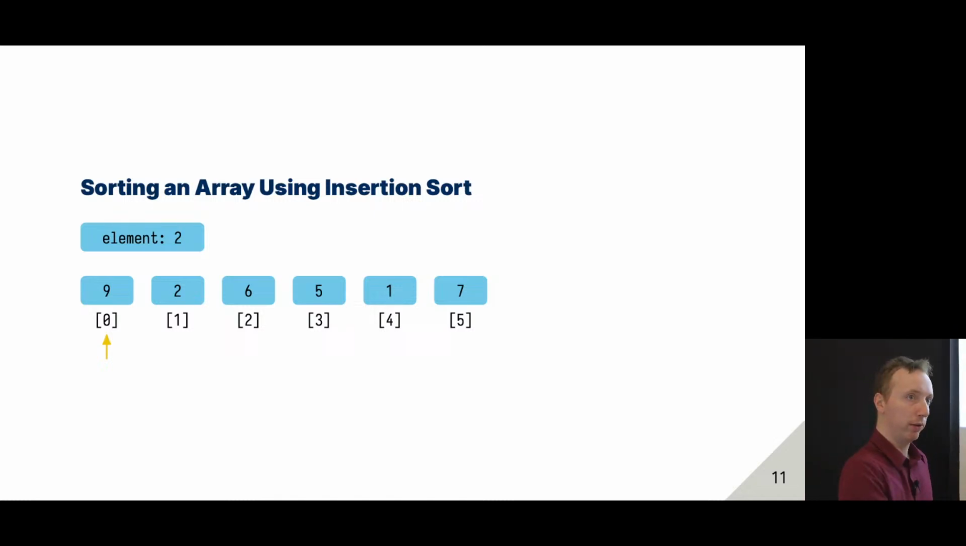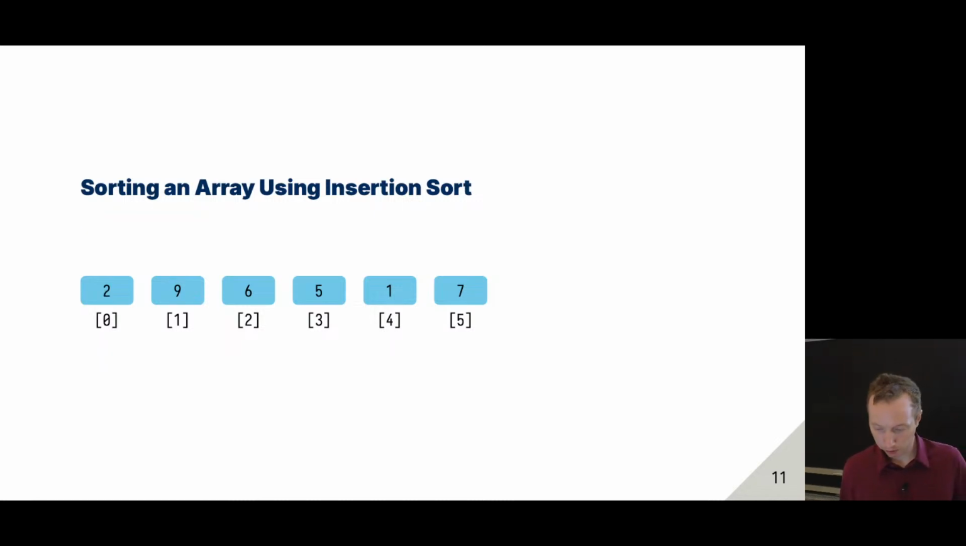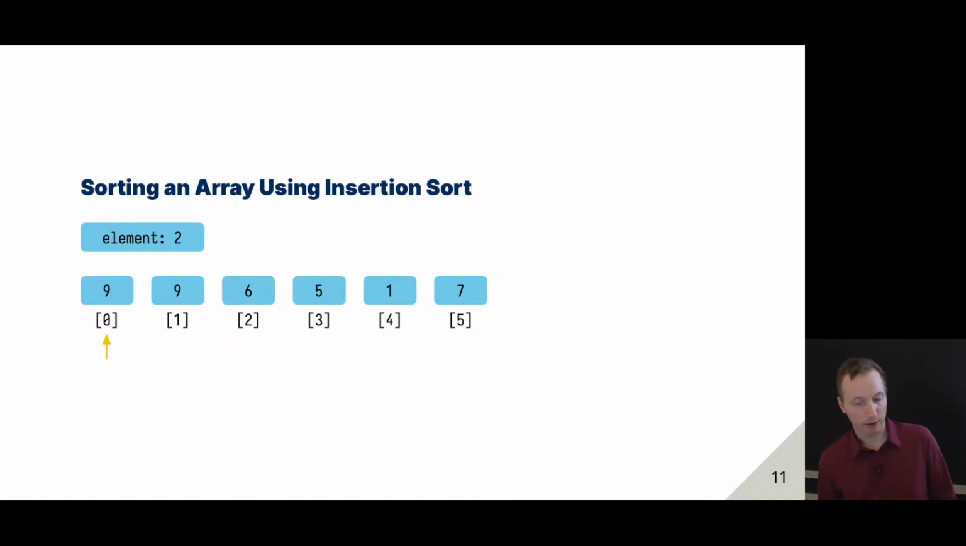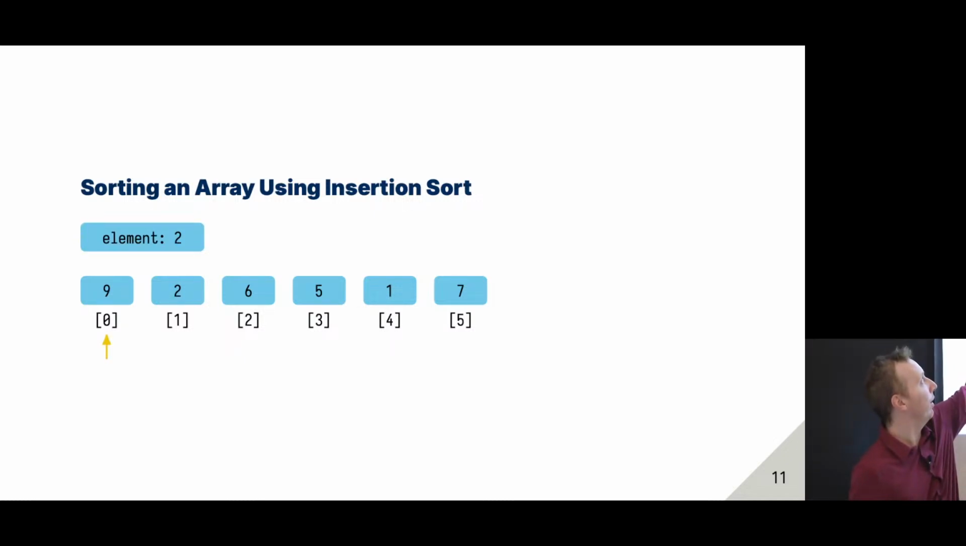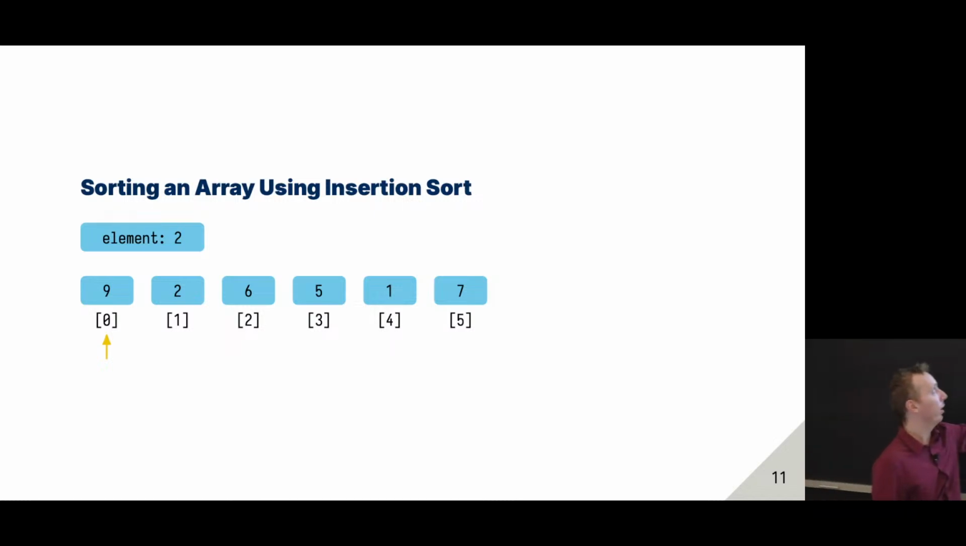So I need to essentially just shift 9 over one space so I can make room for this 2 if I need it. Really subtle. So I take that 2. I'm keeping it in a variable called element because I know what I'm placing. I'm trying to find a place for 2. I know 9 is larger, so I need to shift 9 over 1. So I copy 9 over to index 1. And now I'm at the beginning of my array, so this must be where 2 goes, right?